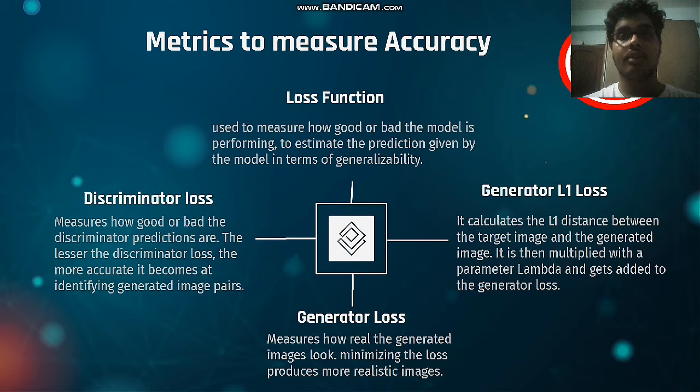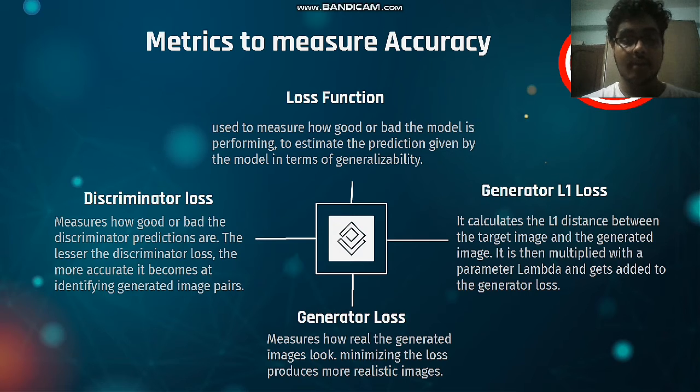Coming to the metrics used to measure the accuracy, we are using three types of loss functions. Generally, a loss function is used to measure how good or bad the model is performing. And coming to the loss functions, there are three: discriminator loss, generator loss, and generator L1 loss. Discriminator loss generally measures how good or bad the discriminator predictions are. The lesser the discriminator loss, the more accurate the predictions by the discriminator.